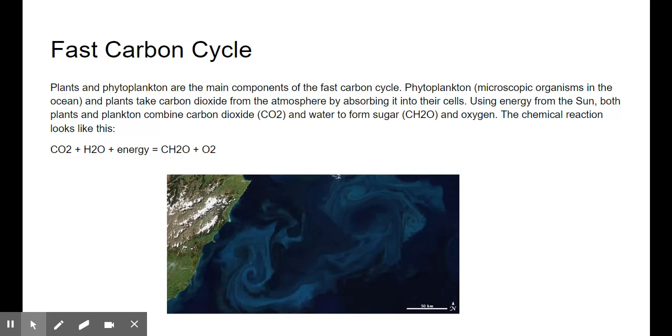Plants and phytoplankton are the main components of the fast carbon cycle. Phytoplankton and plants take carbon dioxide from the atmosphere by absorbing it into their cells. Using energy from the sun, both plants and plankton combine carbon dioxide and water to form sugar and oxygen. The chemical reaction looks like this: carbon dioxide plus water plus a little bit of energy makes sugar and oxygen, which is released back into the atmosphere.